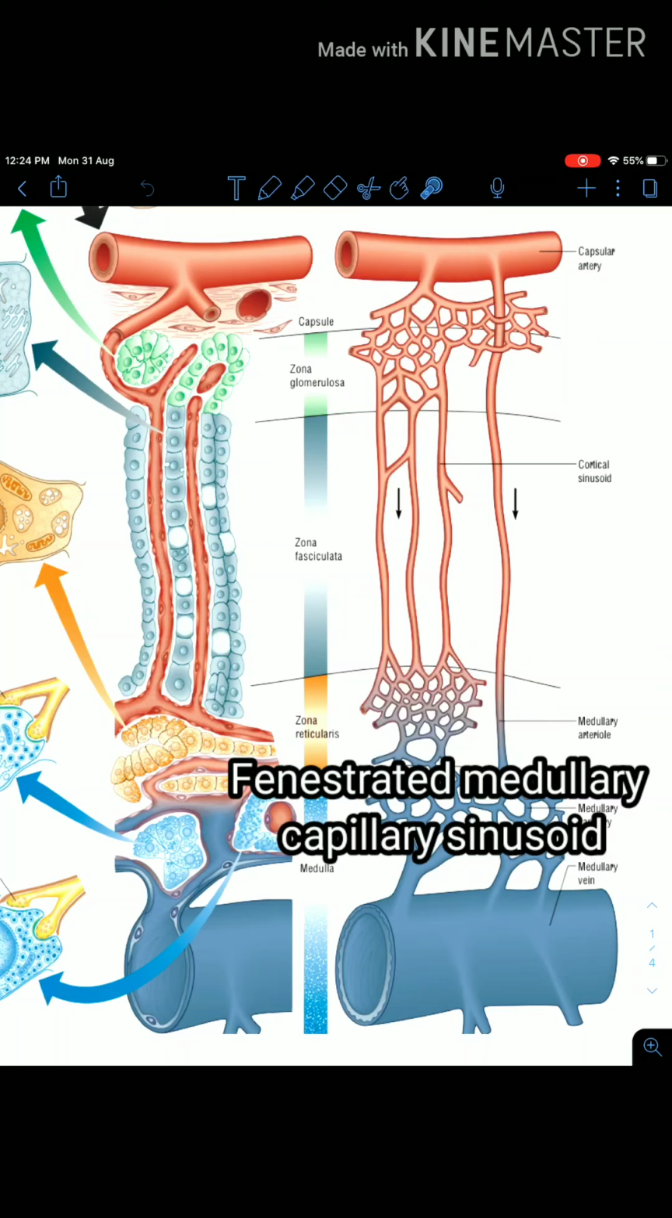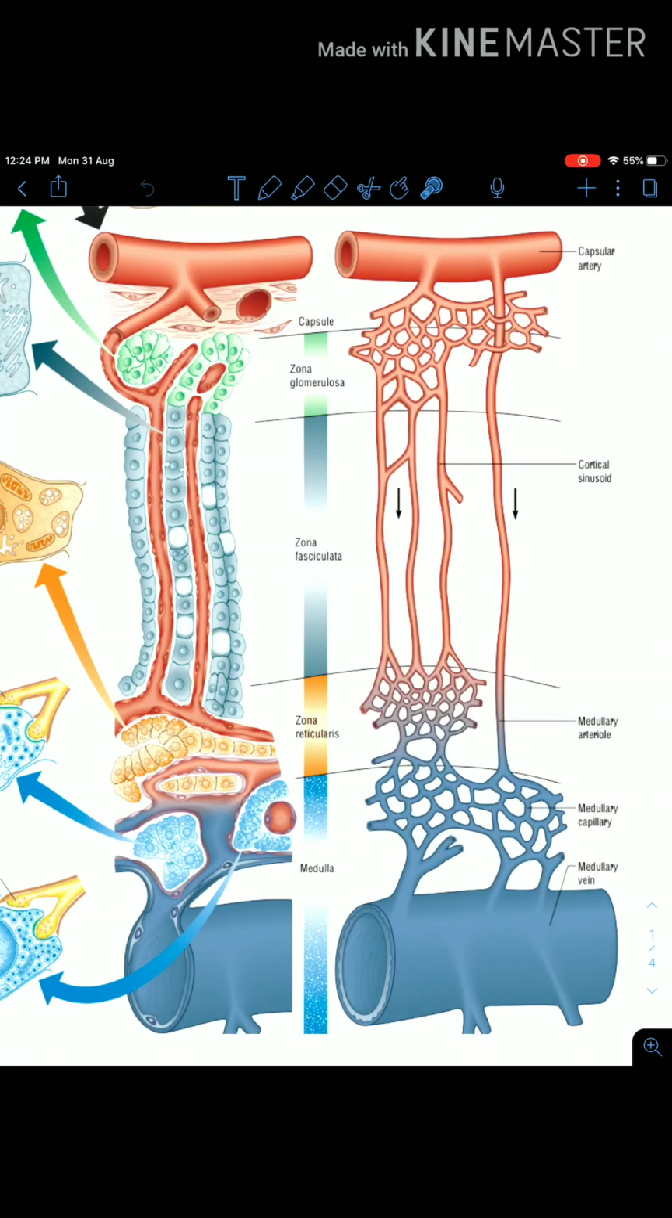And then we have the fenestrated cortical sinusoidal capillaries that supply the cortex and drain into the fenestrated medullary capillary sinusoids. Cortical sinusoidal capillaries surround the cells of the cortex and carry the secretions that are being produced and poured into the capillaries from the cortical cells. And then they go into the medulla to drain into the medullary capillary sinusoids.